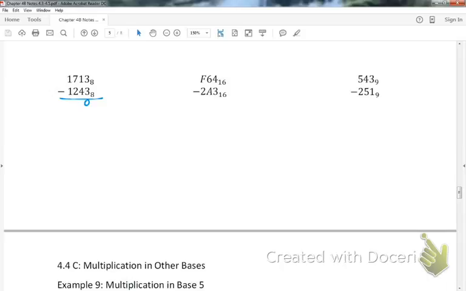4 can't be subtracted from 1. So now I'm borrowing from the next column over. So the 7 is going to become a 6. The 1 becomes 9. 9 minus 4 gives me 5. 6 minus 2 gives me 4. And again, I'm working in base 8. 1 minus 1 on the end would have given me 0. Not so bad?